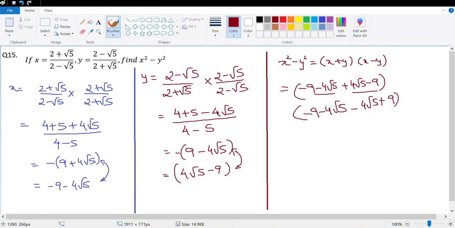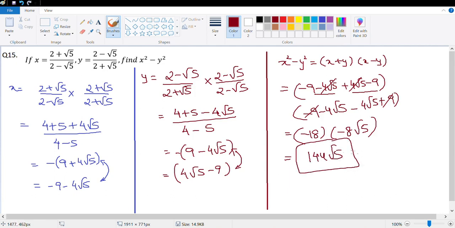Correct? In this case, this and this get cancelled. So what I have is negative 9 minus 9, that's negative 18. And in this case, 9 and 9 get cancelled. So what I have is negative 4 root 5 and negative 4 root 5, that's negative 8 root 5. Negative multiplied with negative, that's positive. 18 into 8, that's 144 root 5. So that's the value of x square minus y square. So I used the expansion of x plus y into x minus y. We could have used various other methods.